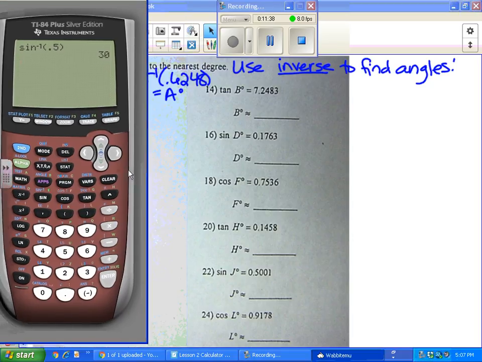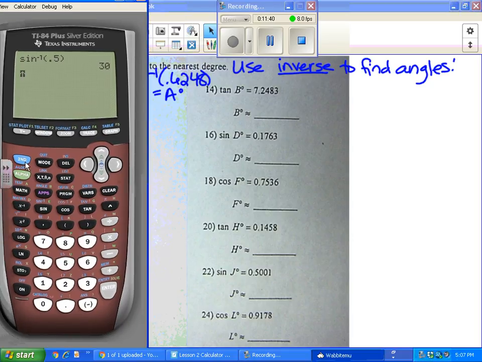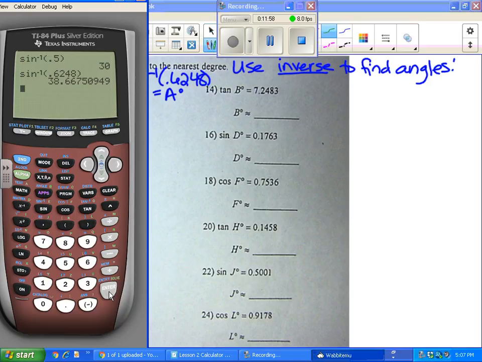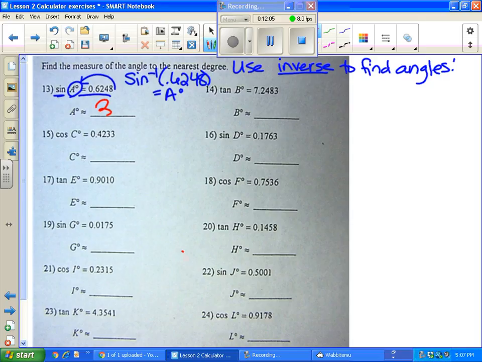So let's see what happens. Inverse sine, second button, inverse sine, 0.6248, close parentheses. If I could type the right number, 0.6248. And press enter, and it tells me the angle is 38.6. It does tell me to use it to the nearest degree, so to the nearest degree is it 38 or 39? Should be 39. So number 19 is 39 degrees is how much the angle A is.